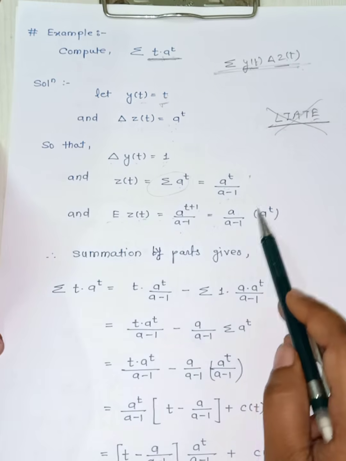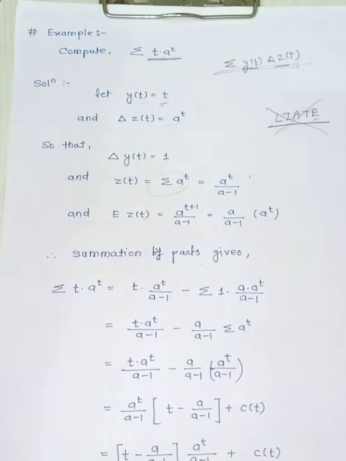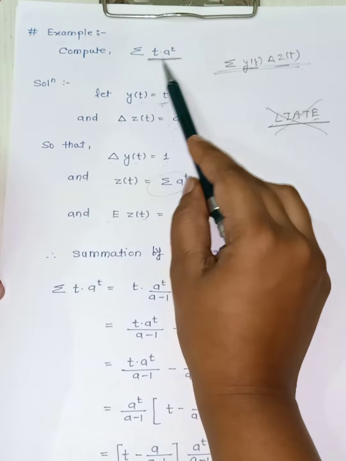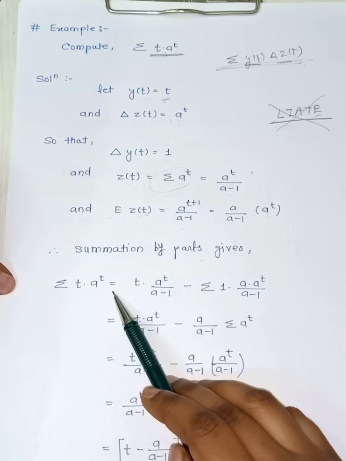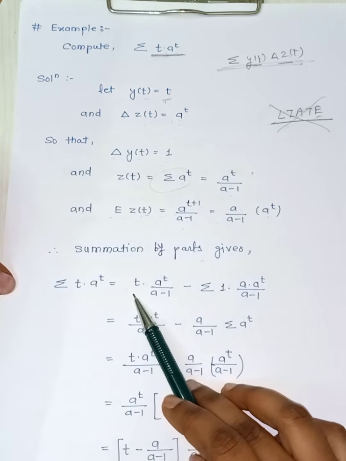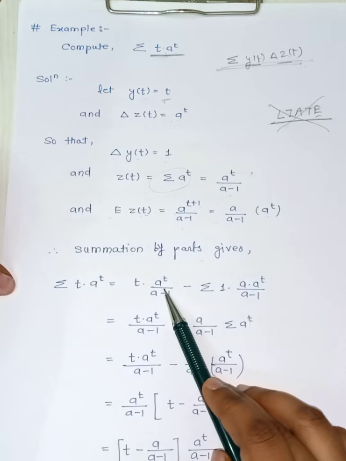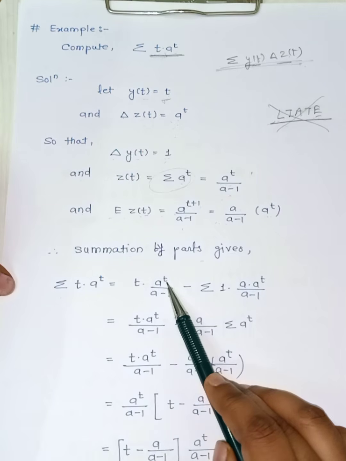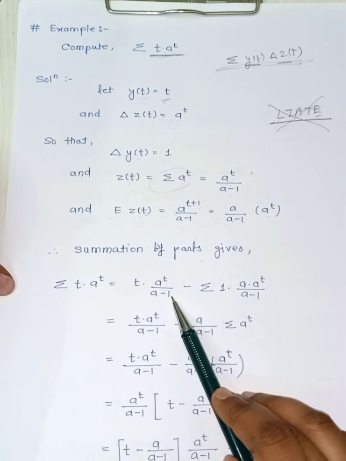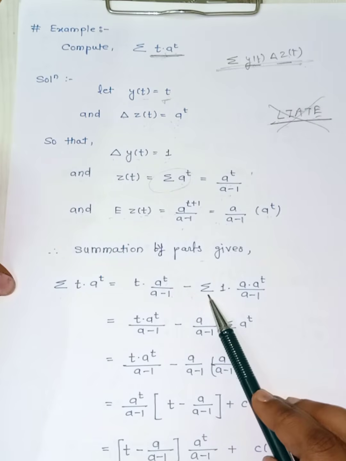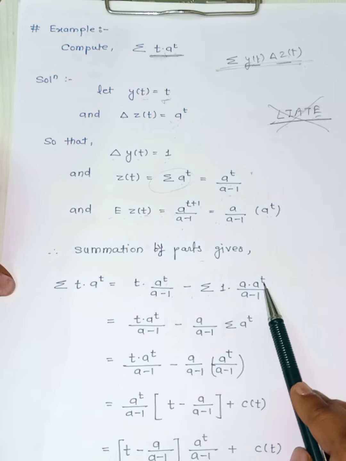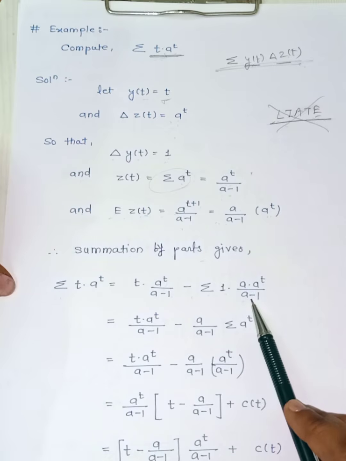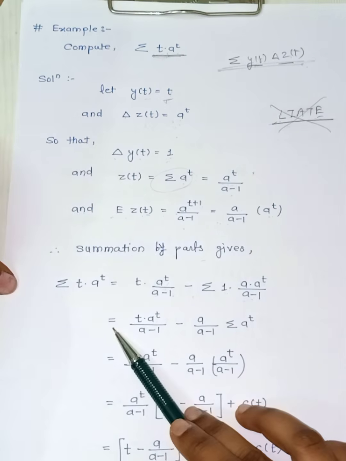Now we have to apply summation by parts on this product. So summation of t into a to the power t will be equals to the first function t into summation of the second, that is a to the power t upon a minus 1, minus summation of delta y of t, which is 1, and a into a to the power t upon a minus 1, that is the shift of z of t.